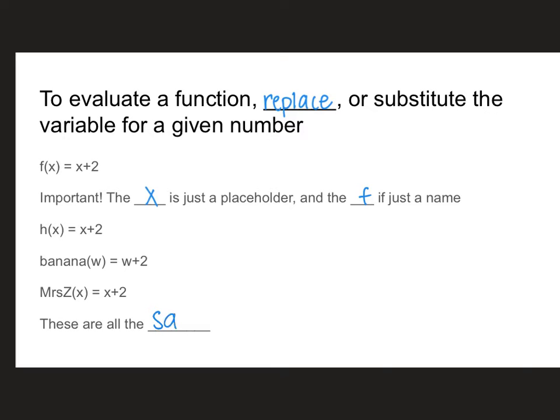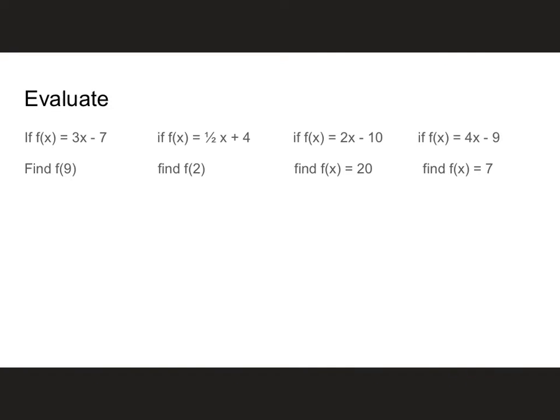It does not matter what letter there or what variable. It's just a placeholder and a name. So don't let that trip you up if you see h of x or g of x. You're not going to see anything silly like banana of w or Mrs. Z of x, but technically you could. We're going to go right on to evaluating.